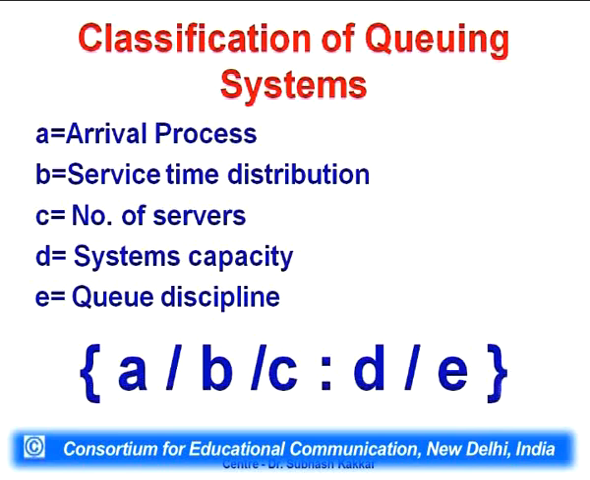What is the arrival process? Arrival, as we discussed, can be deterministic, can be probabilistic. When it is deterministic, we just simply write D instead of A, showing that there is a fixed rate of arrival of customers in the service center. And the B is service time distribution. Again, if it is fixed, deterministic, then it is D. We write D. If both are deterministic, D oblique D.